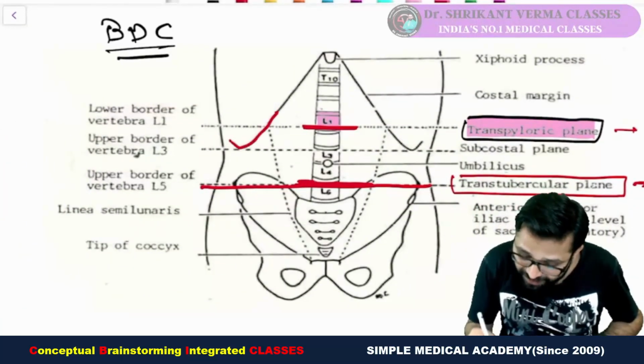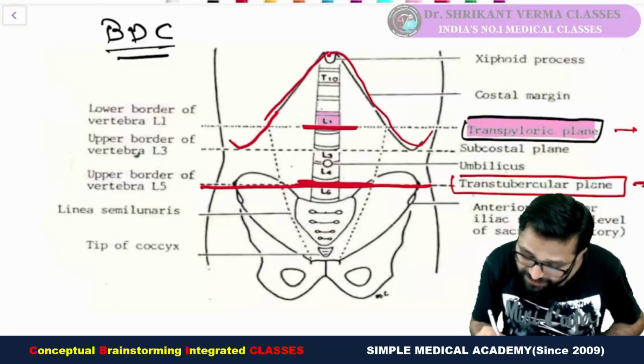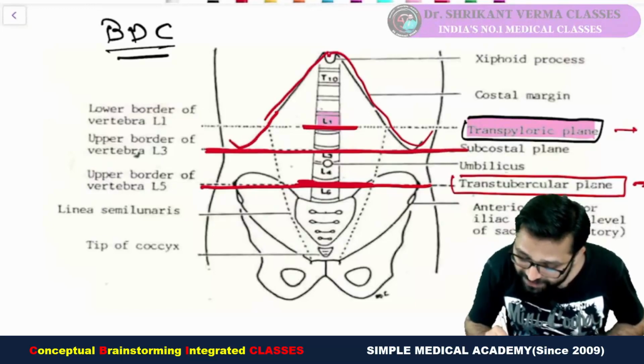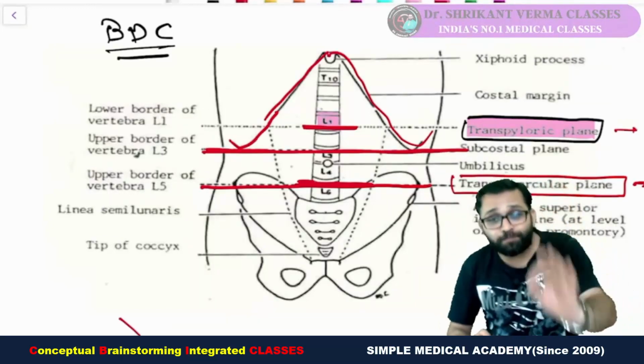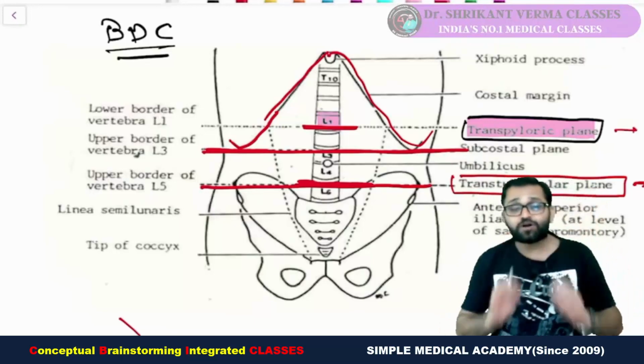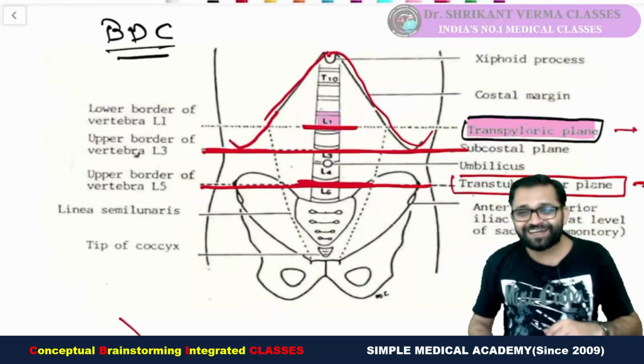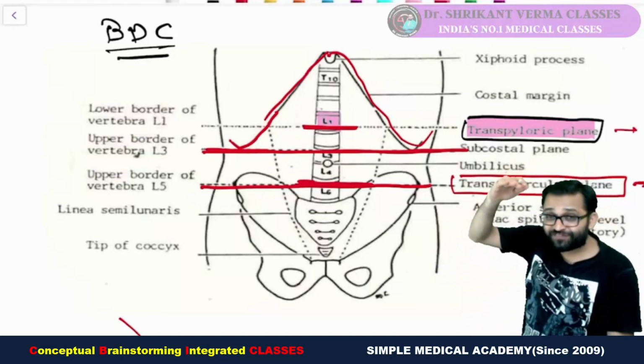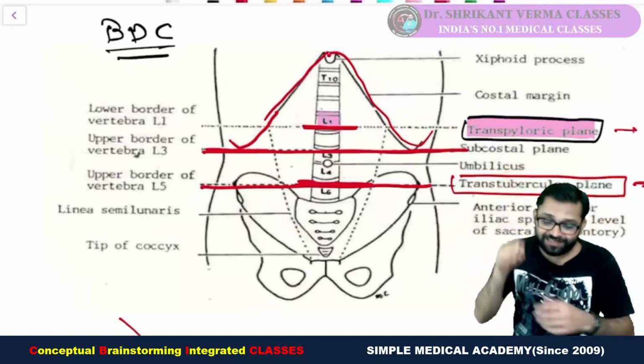But can you see there is one subcostal plane? This is the rib margin. Yes, this is your rib margin. यहां से बेटा आपका कौन सा प्लेन जा रहा है? This is your subcostal plane. Getting the point? Yes, it is our subcostal plane. कहां से जा रहा है? L1 और L5. इनके बीच में कौन आएगा? L3. Are you getting the point?